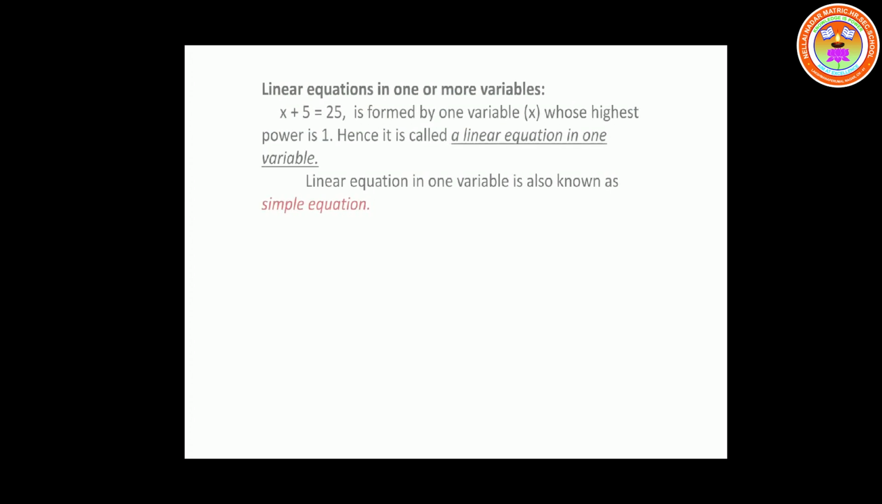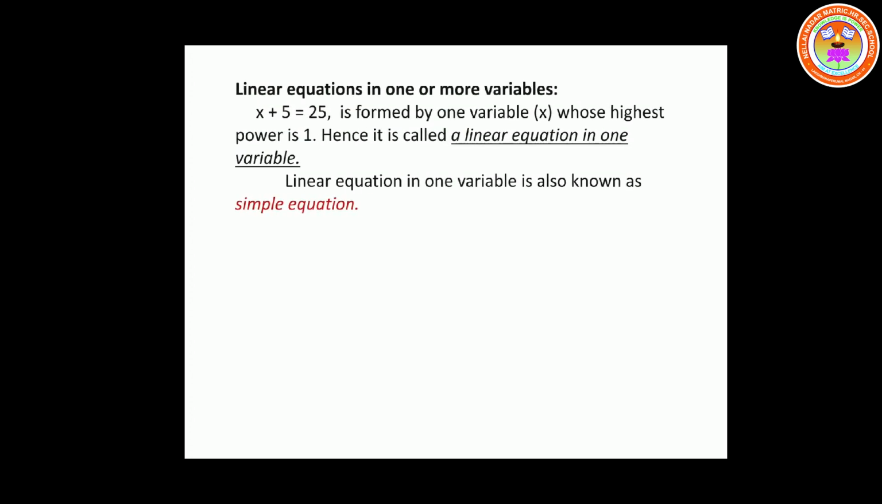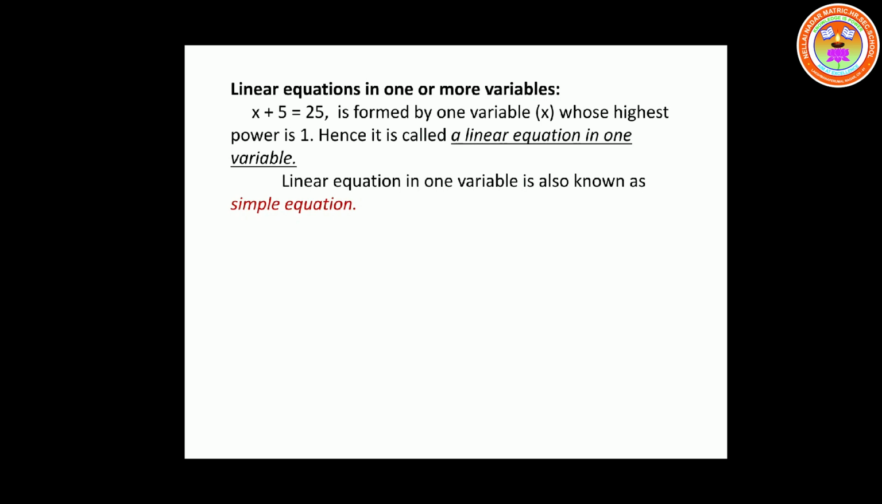Moving on to linear equations in one or more variables. x plus 5 is equal to 25. So I have given an algebraic equation. x plus 5 is equal to 25 is an equation formed by one variable x. So throughout the equation there is only one variable, and that is x, whose highest power is 1. Hence it is called a linear equation in one variable.